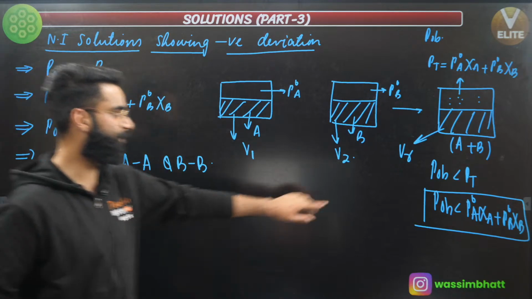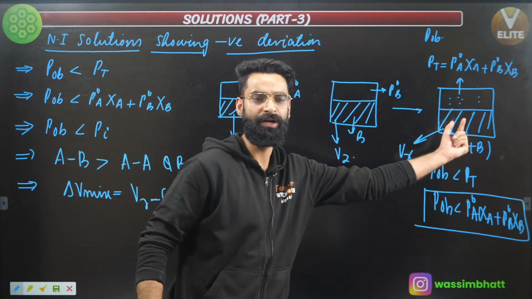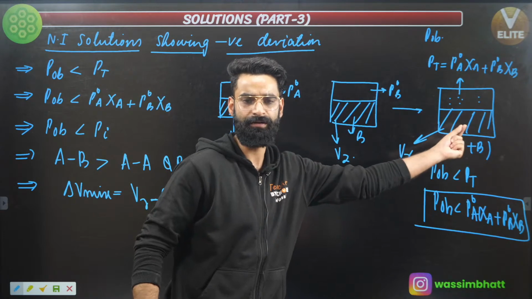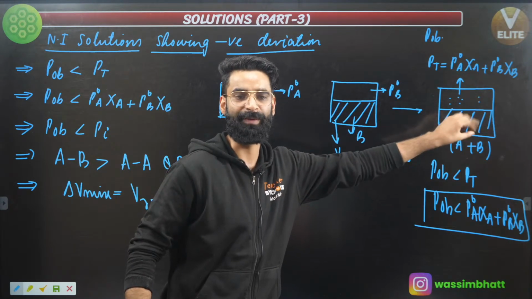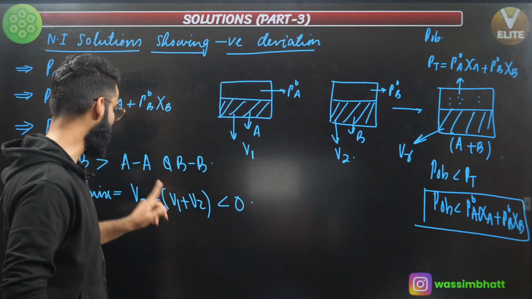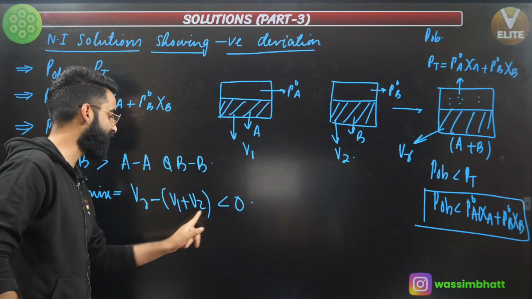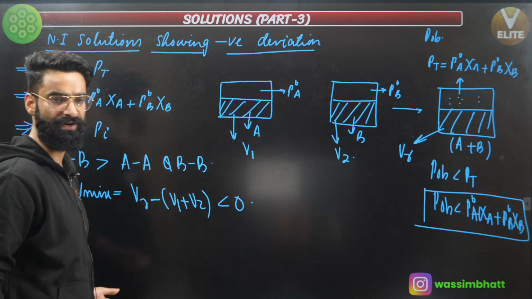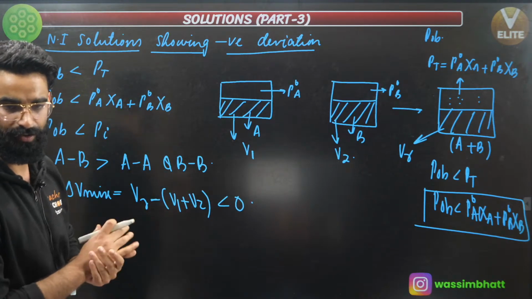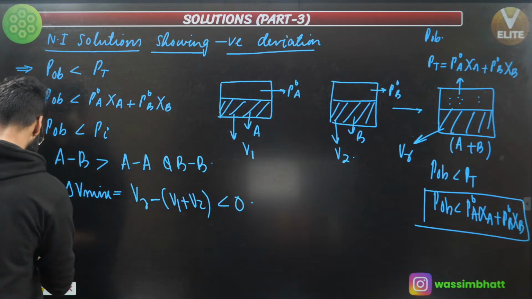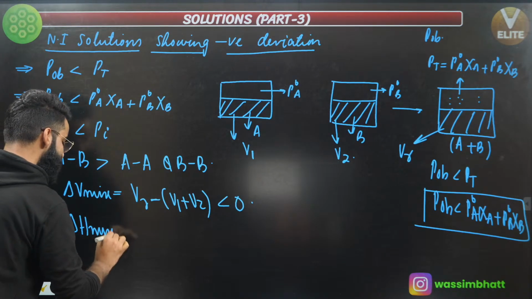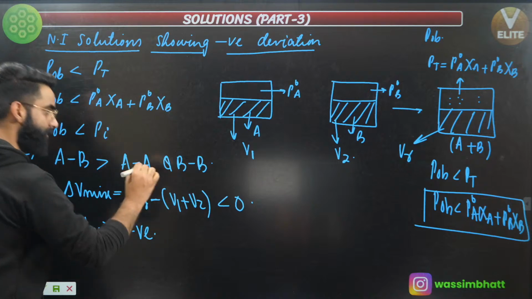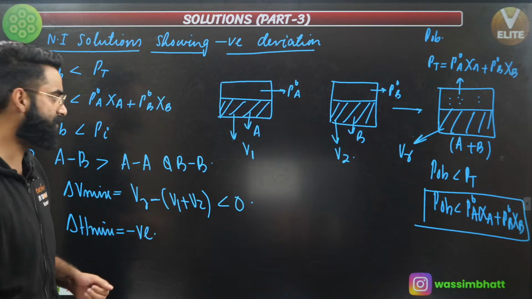Why is that? Because the force of attraction between A and B is more, due to which these molecules would have come closer. If these molecules have come closer, the final volume of the solution will be less than the initial volume. If the final volume of the solution is less than the initial volume, this term, which I call delta V mixing, is definitely going to come out negative, correct? Similarly, talking about delta H mixing. Remember, delta H mixing is again negative over here, right?